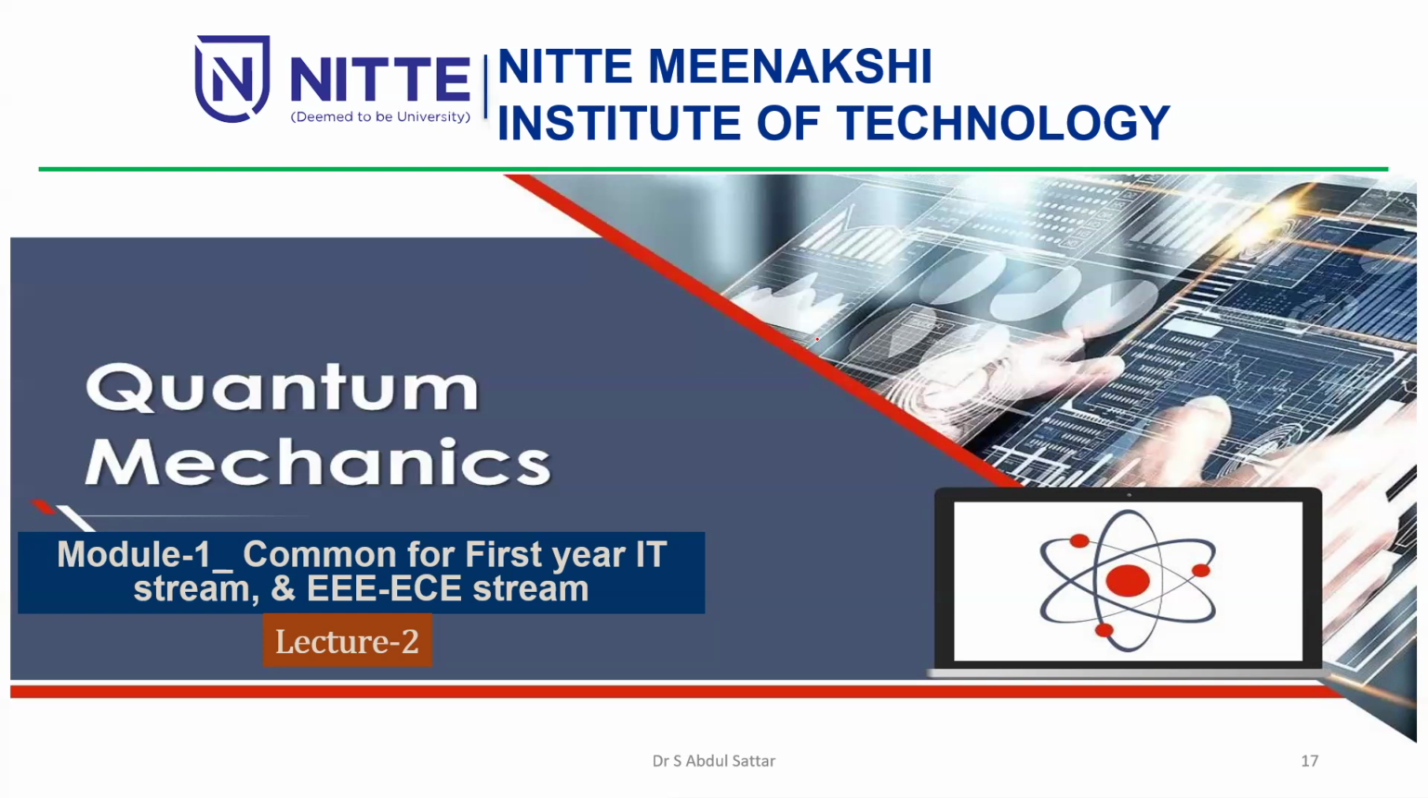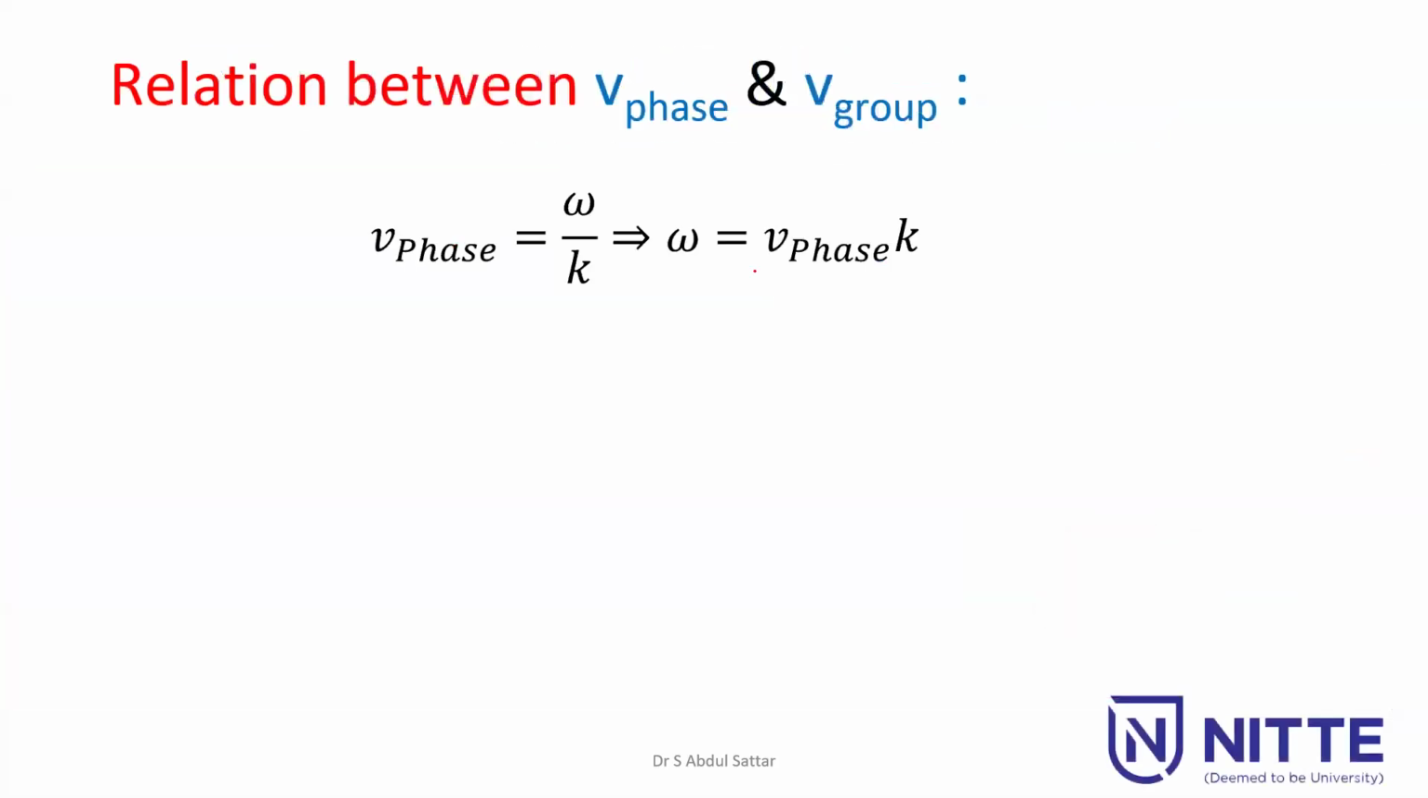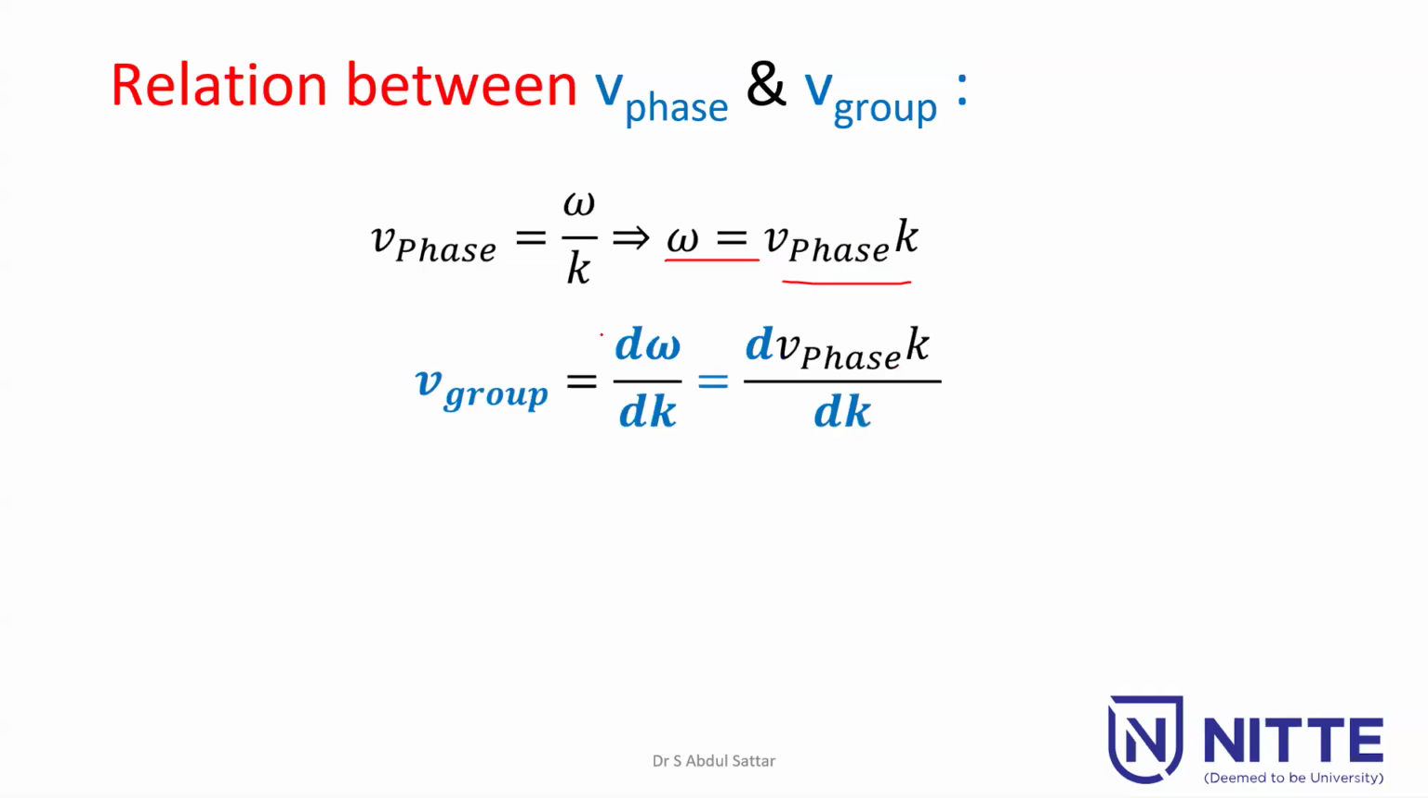We already defined what is phase velocity and what is group velocity. From the definition of phase velocity, V phase equal to omega by k, where omega is the angular frequency, which is equal to 2 pi nu, nu is the frequency, and k is the wave vector or wave number, equal to 2 pi by lambda. So from this relation, omega equal to V phase into k. And from the definition of group velocity, we have derived V group equal to d omega by dk. Now we are replacing this omega with V phase into k.